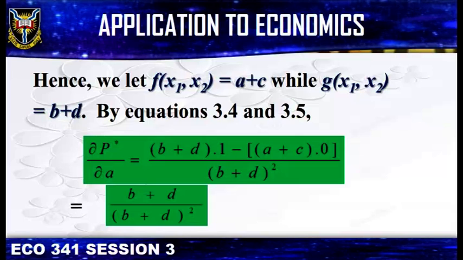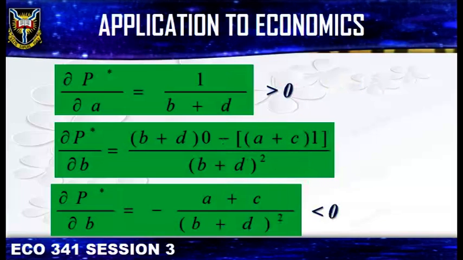By equations 3.4 and 3.5, ∂P*/∂a = [(b + d)·1 − (a + c)·0]/(b + d)² = (b + d)/(b + d)². ∂P*/∂a = 1/(b + d) > 0.